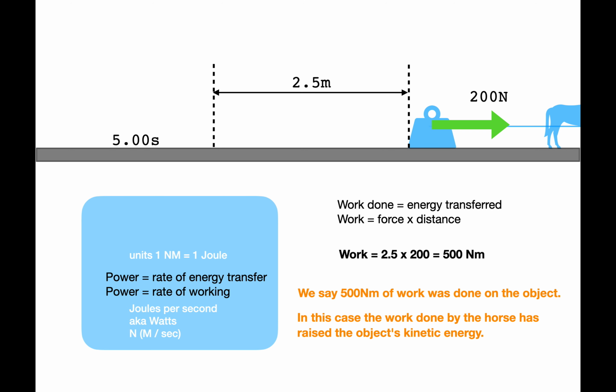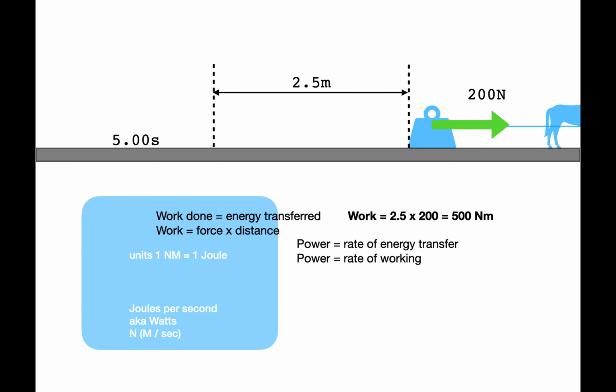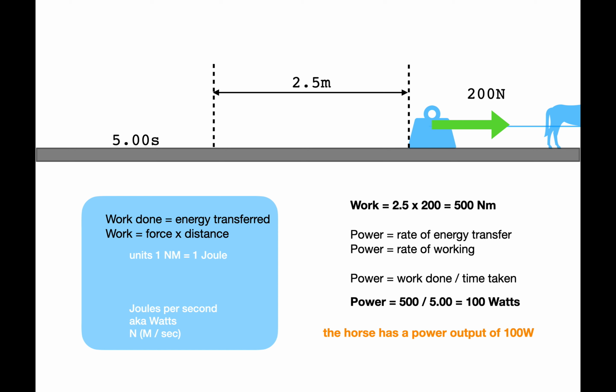So we can figure out how much work was done by the horse just now. It was 2.5 meters multiplied by 200 newtons, so we have 500 Newton meters of work, also known as 500 joules of energy transferred. Now, if we suppose that the horse took 5 seconds to do that, we can also tell you how much power it was outputting. Power is the work done divided by time taken, and so that is 500 Newton meters of work divided by 5 seconds. It's 100 watts, which seems a little low for a horse.